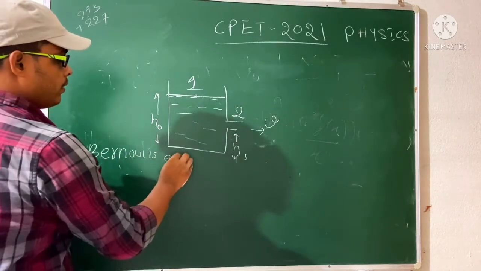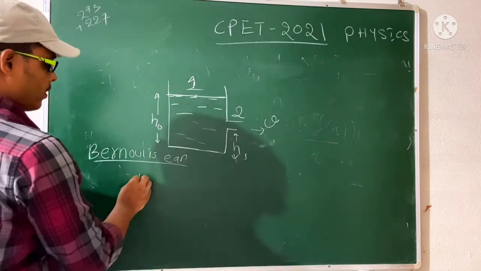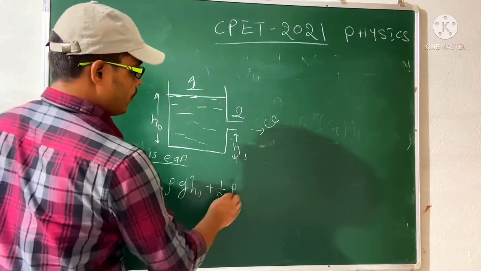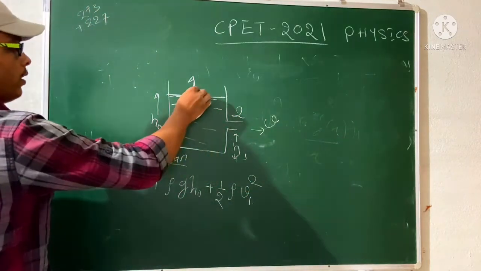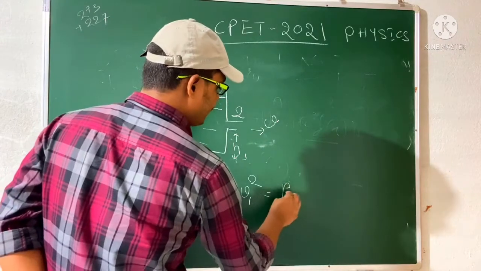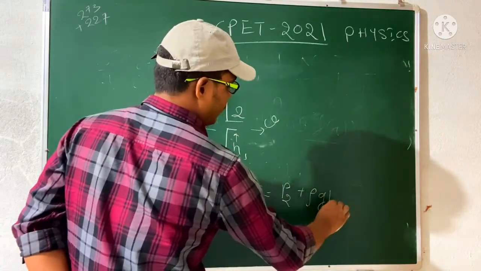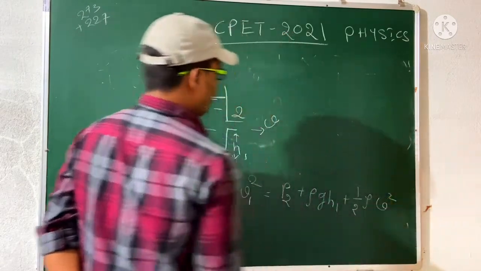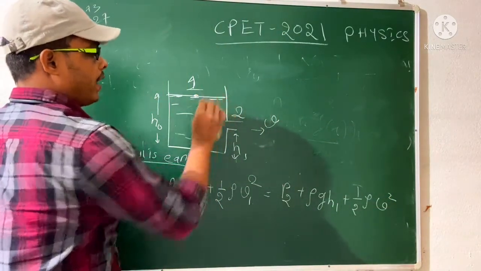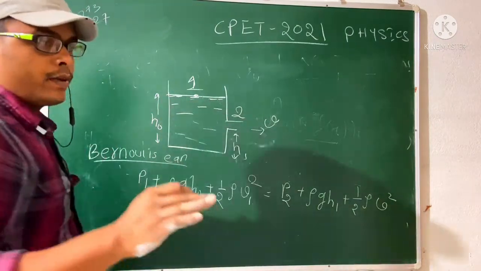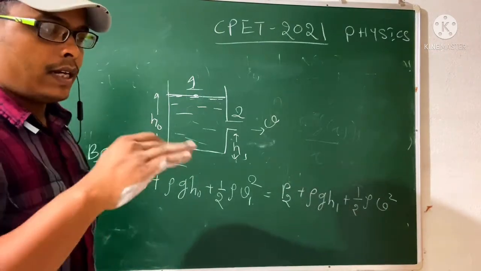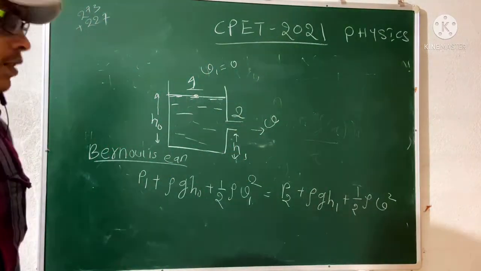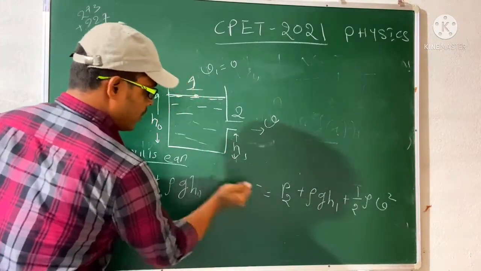Bernoulli's equation will give you the pressure at A, P1, plus ρ g H0 plus half ρ v², which will be equal to P2 plus ρ g H1 plus half ρ v². Remember, the liquid at the top has almost 0 velocity, because the liquid at the top is in a steady state. So v1 will be 0. Okay, so remove this term because v1 is 0.